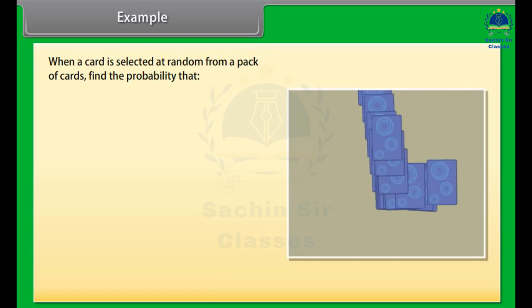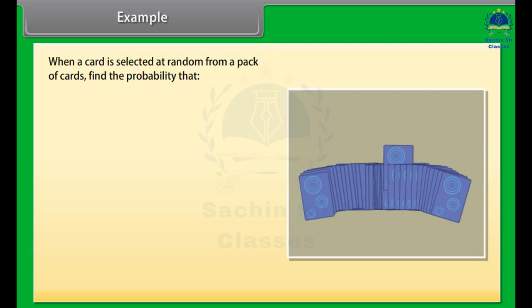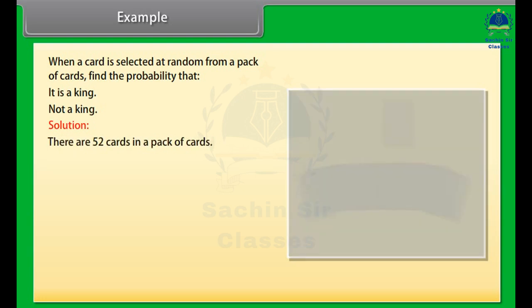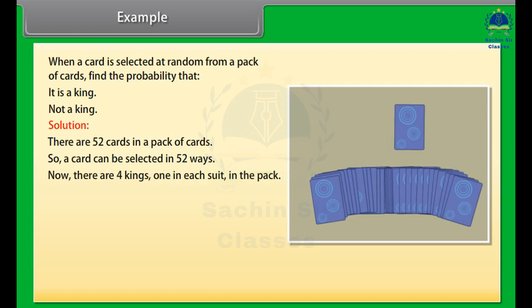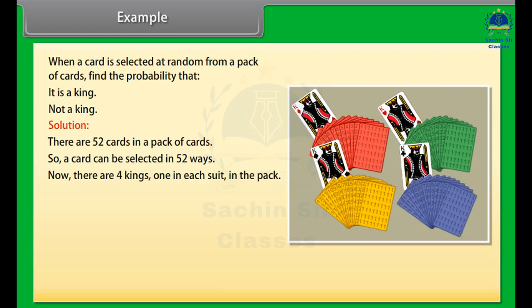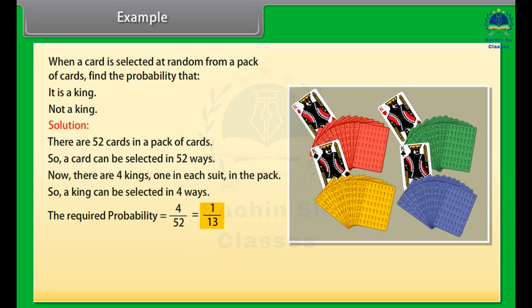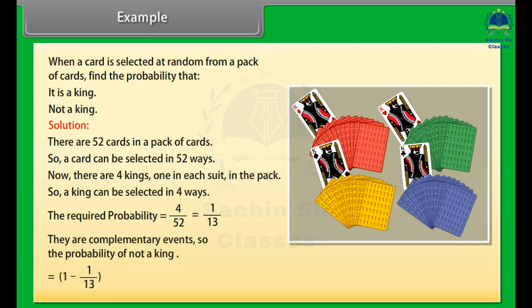When a card is selected at random from a pack of cards, find the probability that it is a king or not a king. Solution. There are 52 cards in the pack of cards. So, a card can be selected in 52 ways. Now, there are 4 kings, 1 in each suit, in the pack. So, a king can be selected in 4 ways. The required probability is equal to 4 by 52, which is equal to 1 by 13. They are complementary events, so the probability of not a king is equal to 1 minus 1 upon 13, which equals 12 by 13.